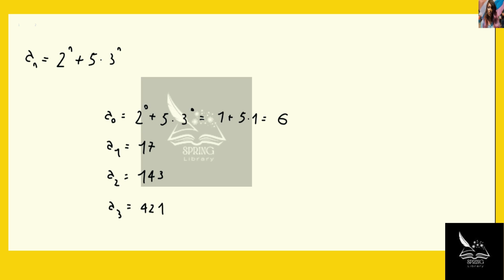We have the sequence a_n given by 2 to the power of n plus 5 times the nth power of 3. So let's compute the first few elements. For a_0, we just replace every n with 0, so that's 2 to the 0th power plus 5 times 3 to the 0th power. So this is 1 plus 5 times 1, which is 6. Similarly, we compute a_1 to be 17, a_2 is 143, and a_3 is 421.